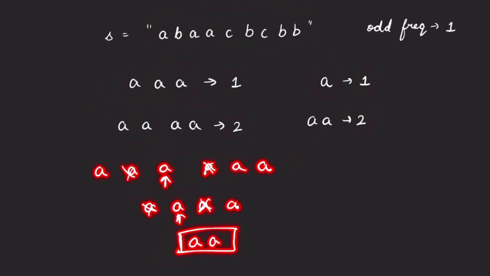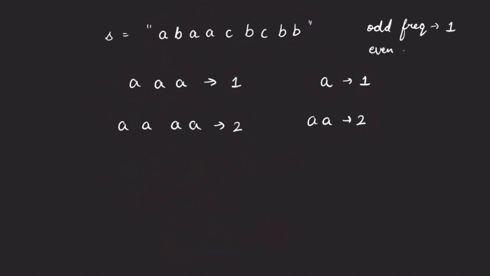So I will be getting this string. Now, we cannot apply the operation over this string further. So this will contribute a length of 2, right? So whenever we have an even frequency, the contribution is 2. So this is the observation that we have made.